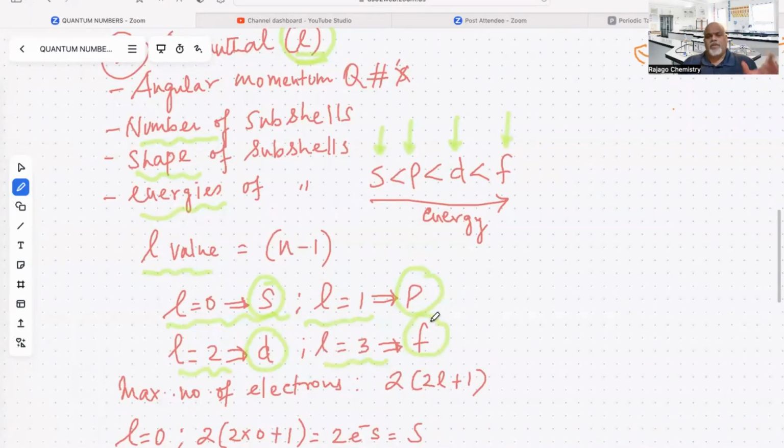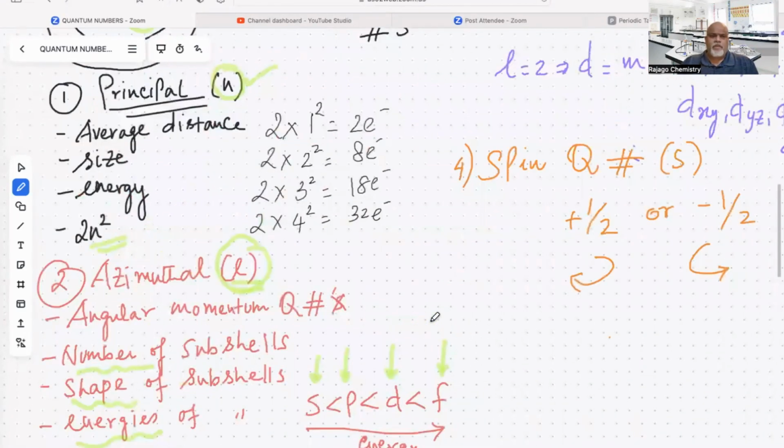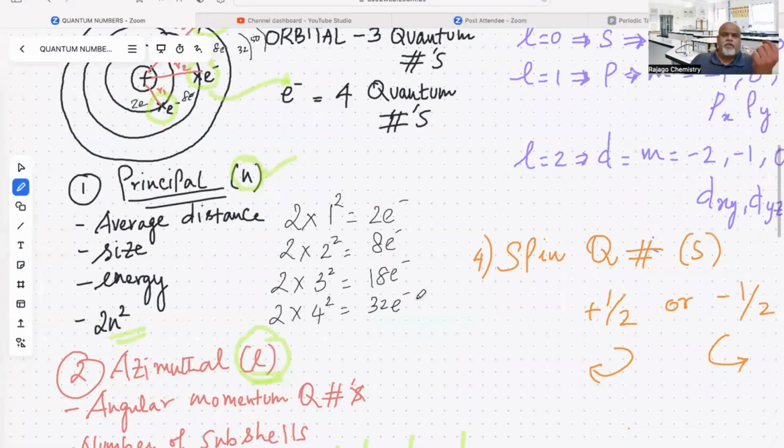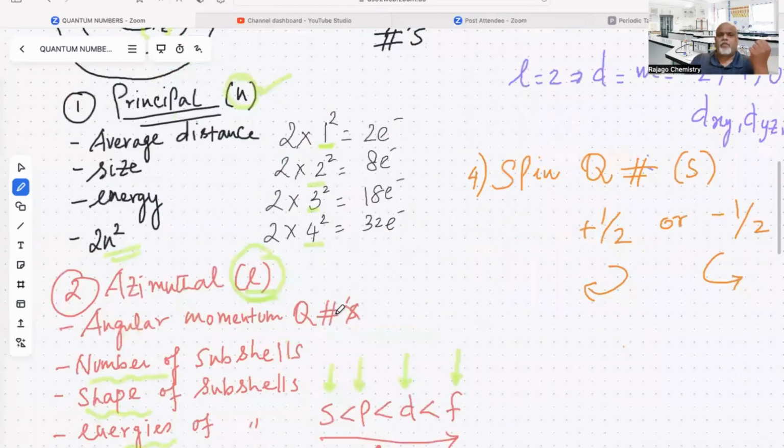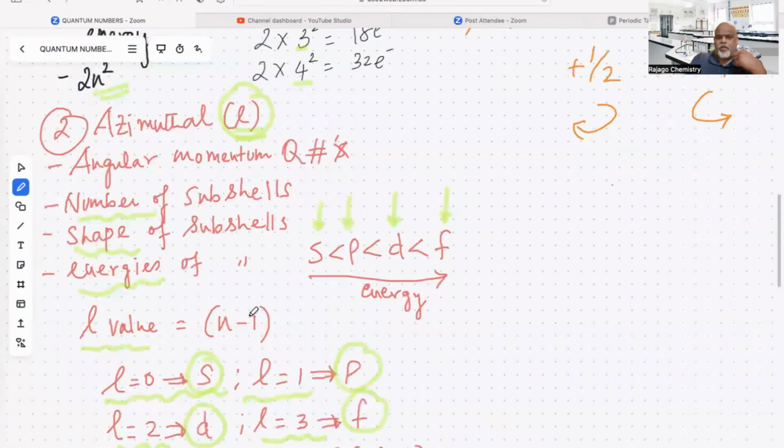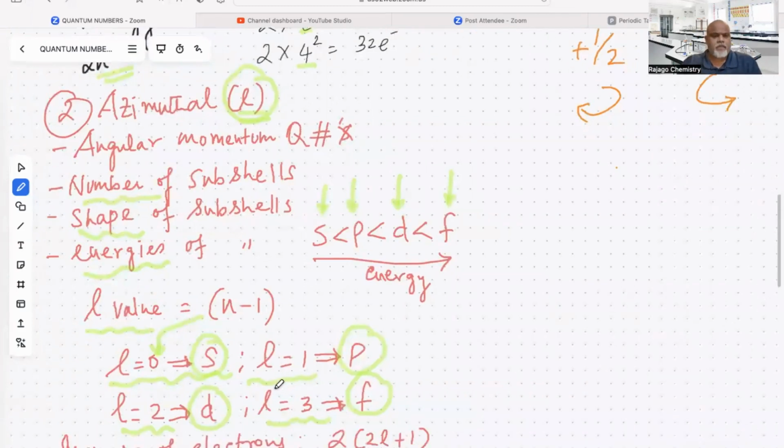So for the principal quantum number, the first n value is n equal to 1. N cannot be 0. N starts with 1, 2, 3, 4. But for the azimuthal quantum number, since the n value starts with 1, 1 minus 1 means the first value starts with 0. So it starts with 0 as the first number: 0, 1, 2, 3, and so on. S, P, D, F, G, H, and so on.